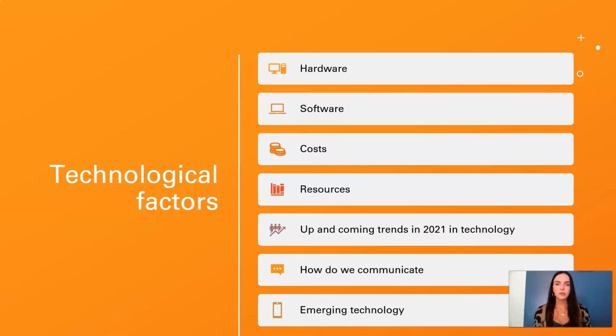Technological factors will include hardware, software, costs, resources that are available, up-and-coming trends in technology, thinking about how people actually communicate, advertising, and emerging technology.